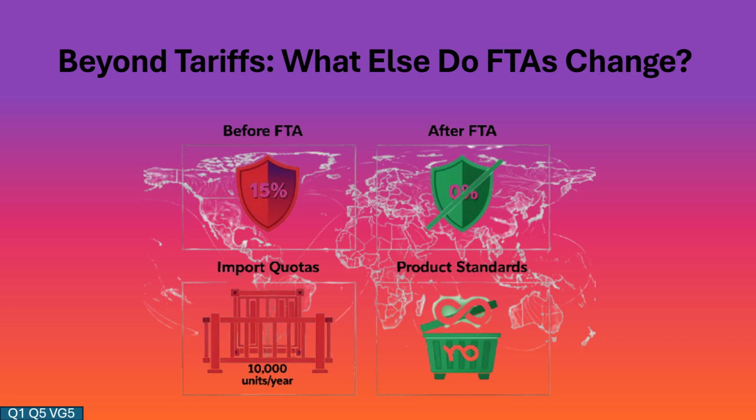Free trade agreements do more than just cut tariffs. They also remove other barriers. Before an FTA, a country might limit imports to 10,000 units per year. Afterward, these limits disappear. FTAs align technical regulations, so products don't need separate tests for each market. Markets open up. A company that couldn't offer services abroad can now do so freely. These changes make trade not just cheaper, but also simpler and more predictable.